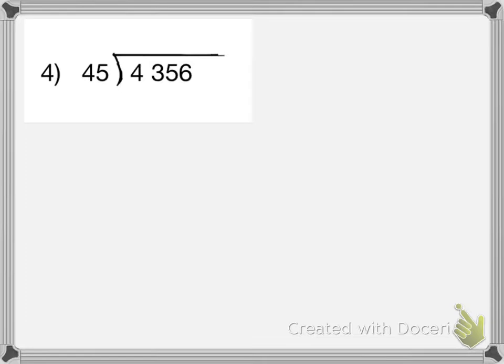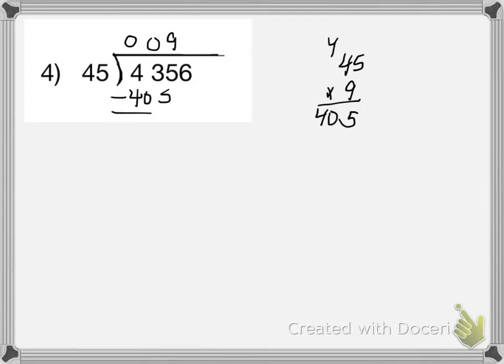All right, our last question here, 4,356 divided by 45. I know 10 groups of 45 is 450, and that is already over the 435. I know we can't make any groups of 4 and 43, so I was looking at 435. So let's try 9 groups of 45. And that's 405. And when we subtract, we have a difference of 30. So we're going to bring the 6 down.